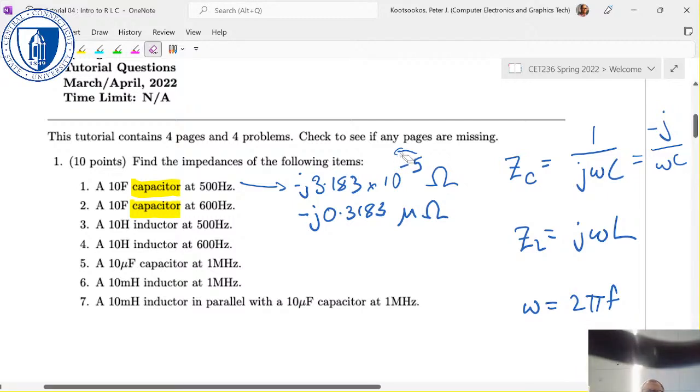So 10 to the minus 6. Let's do this properly. Sorry. So to get that in 10 to the minus 6, we want to move the decimal point that way, don't we? Sorry about that. So it's 30, but that's a better way of doing it. So that's by 10 to the minus 6 ohms, which is minus J 31.83 microohms. Okay, let's get question 2.